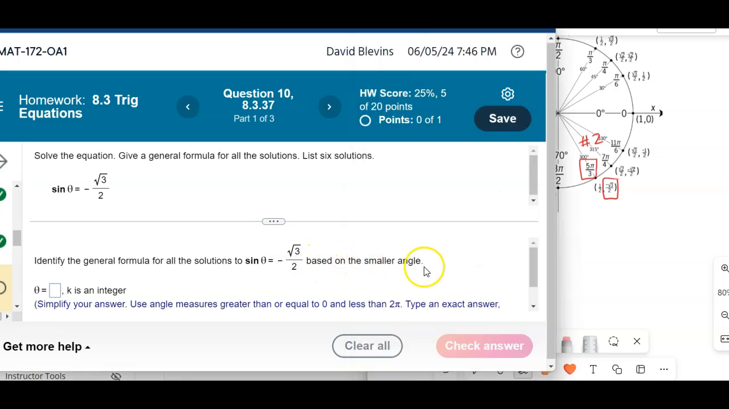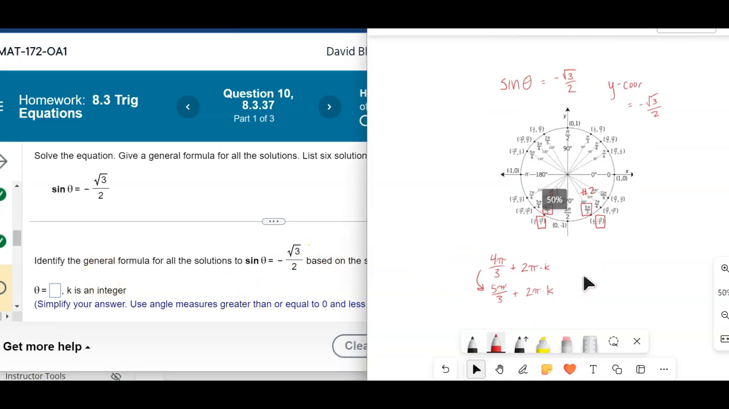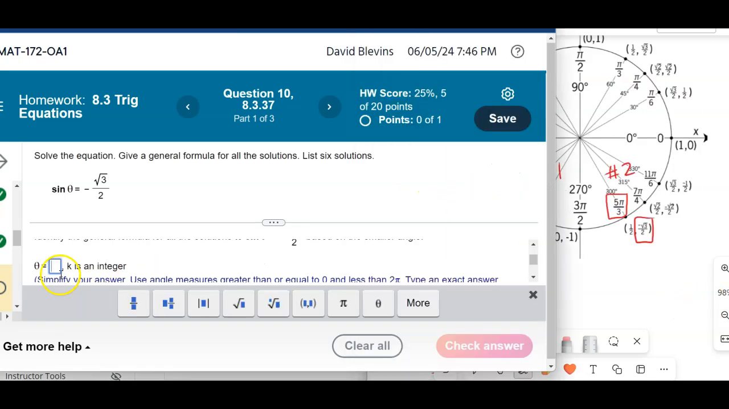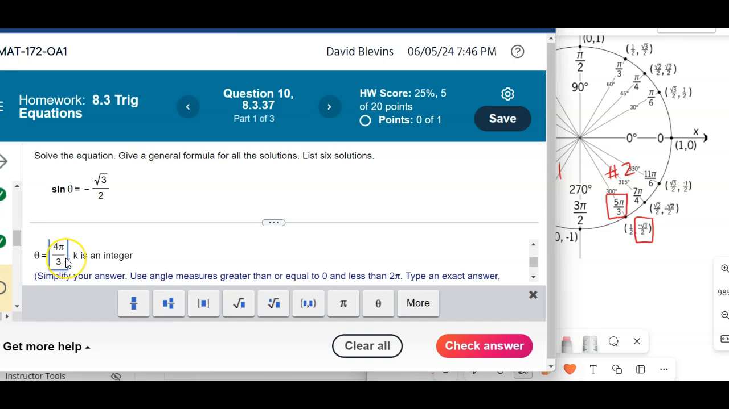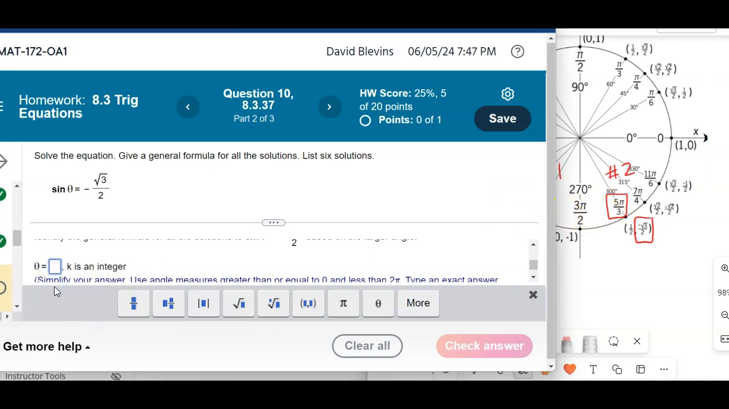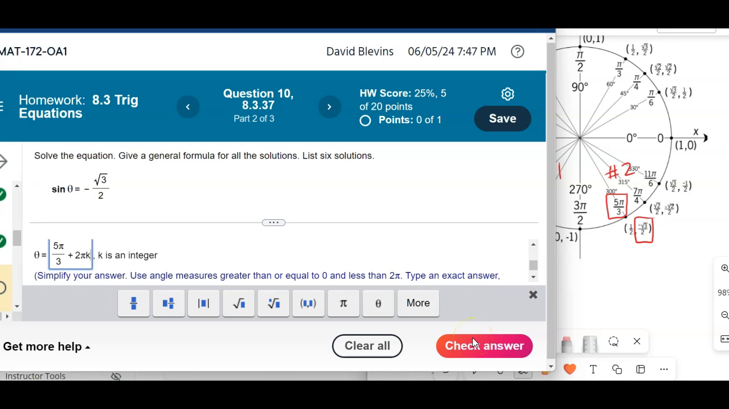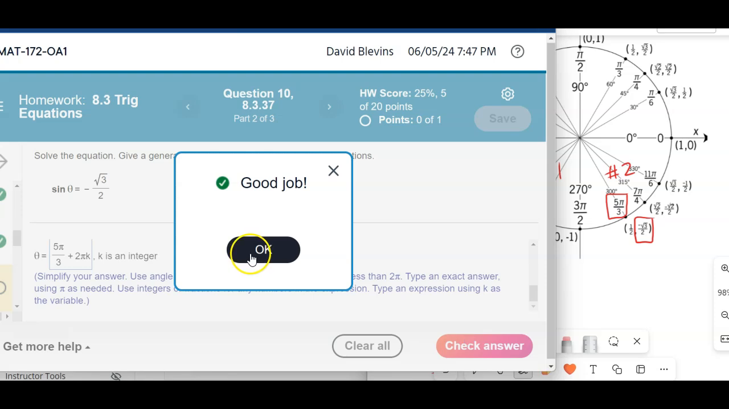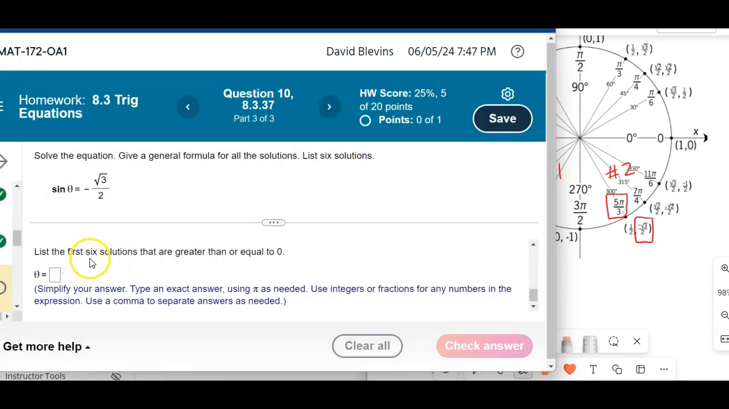All right, it says based on the smaller angle. So again, on ours, the smaller angle is that 4 pi over 3. So I'm going to do 4 pi over 3, and then I'm going to add plus 2 pi times k. That's what we have to write to get it to continue going around and around the circle. Now it wants to do the larger angle. So we're doing them independently. Now we're doing the 5 pi over 3, but we're going to do the same thing. It's 5 pi over 3 plus 2 pi k. Again, k is what allows us to keep adding 2 pi over and over, or subtracting 2 pi over and over. All right, list the first 6 solutions that are greater than or equal to 0.